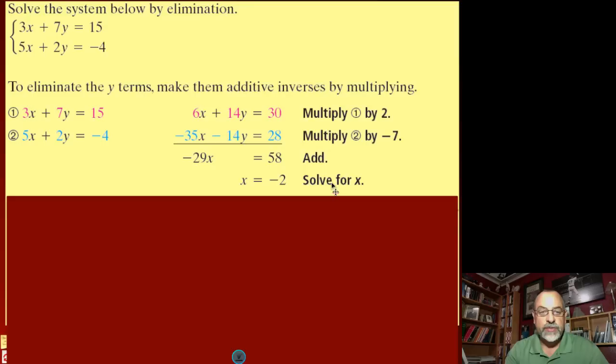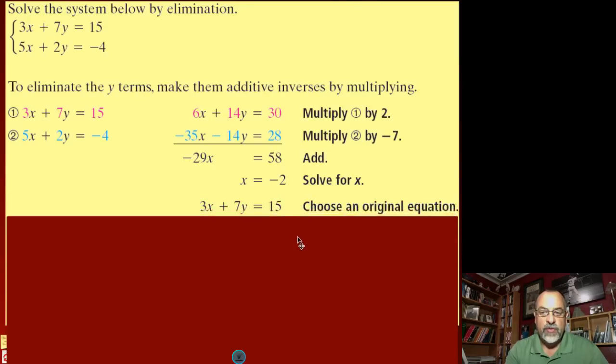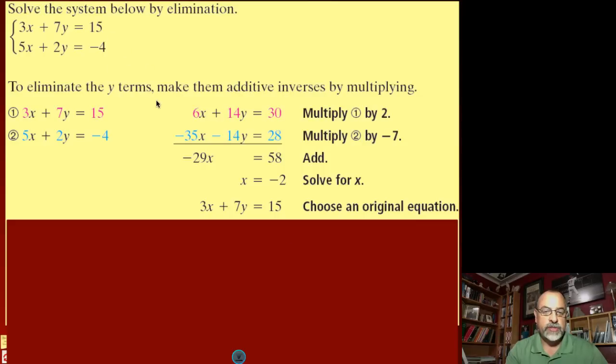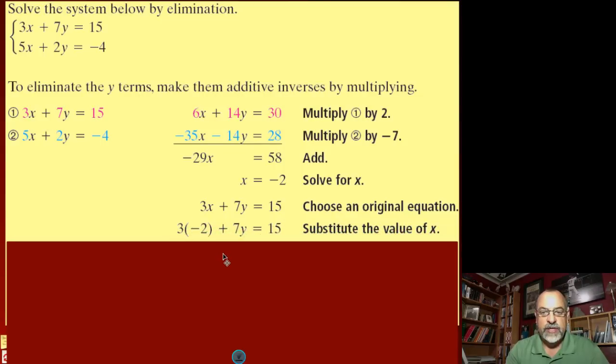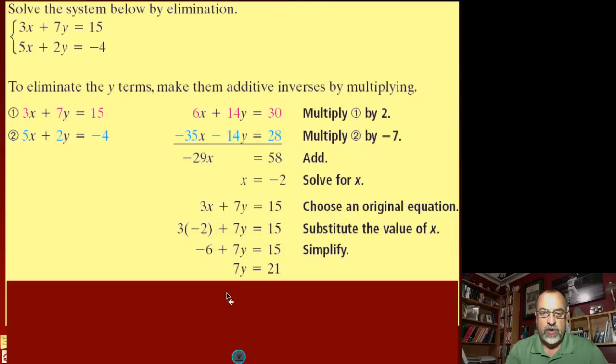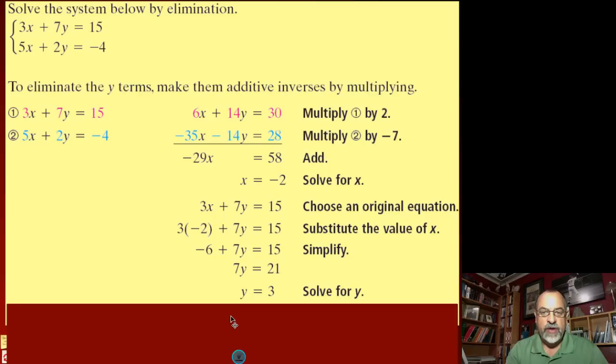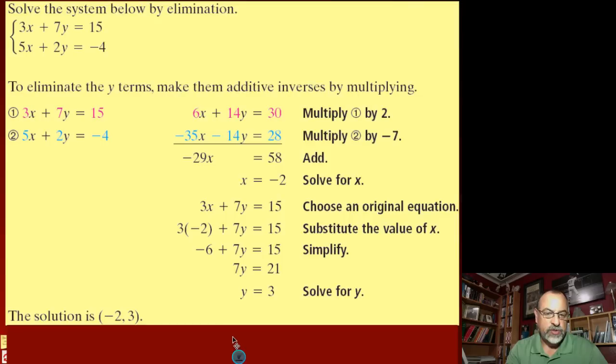I then go ahead and substitute the x value back into either one of the original two equations. It does not matter which one you do. So we substitute that negative 2 in and then solve for y, giving me the y value of 3. Then again, we are solving for a point, which has an ordered pair, so we'll put that in ordered pair form. So the solution of this is negative 2, 3.